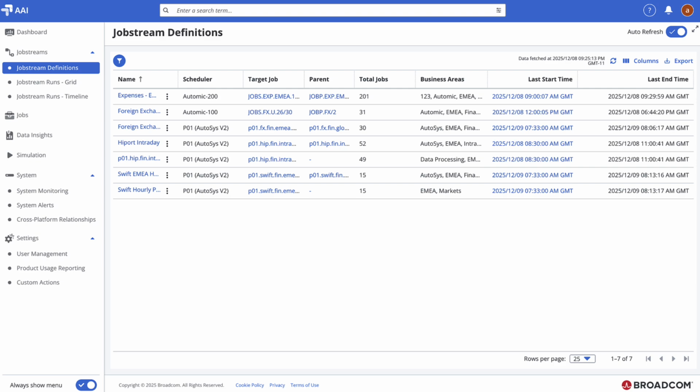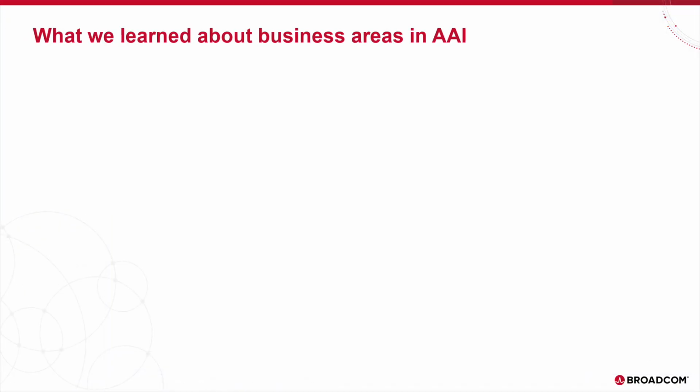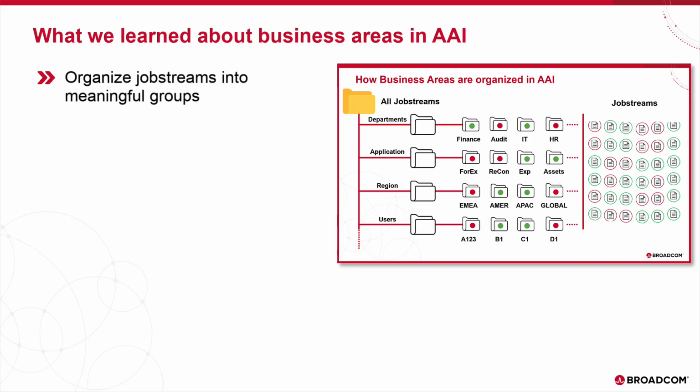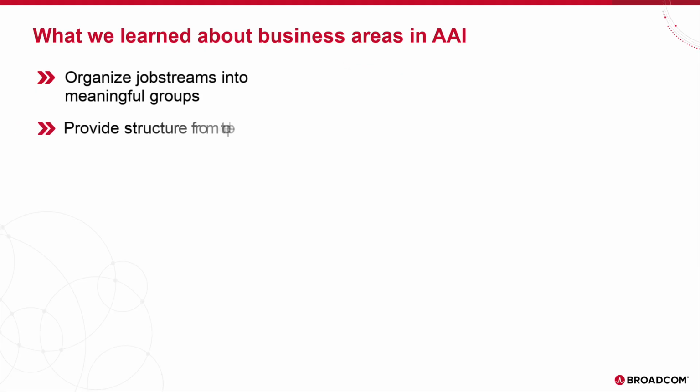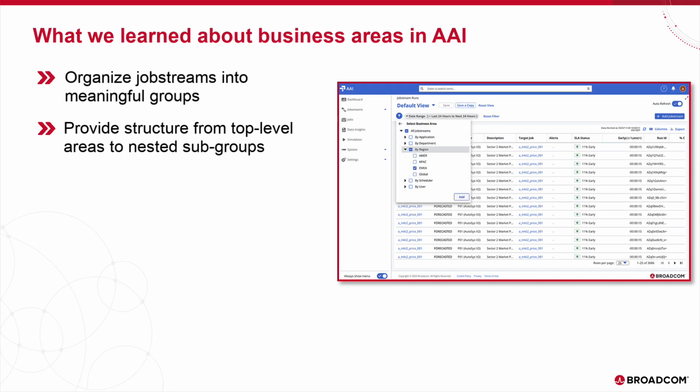Before we wrap up, let's take a quick recap of what we learned from this video. From this video, we learned that business areas are administrator-defined organizational categories that group related job streams into meaningful units. We learned that business areas can include top-level areas and nested sub-areas, and that familiar naming makes it easier to navigate and locate the job streams you support.